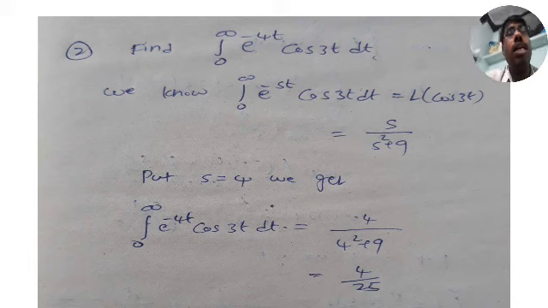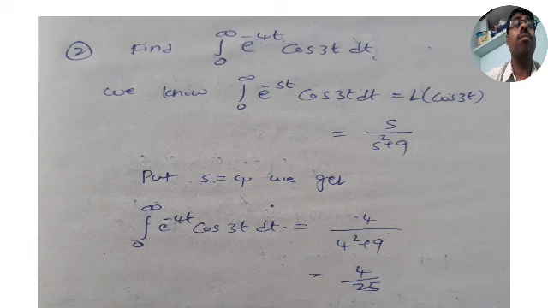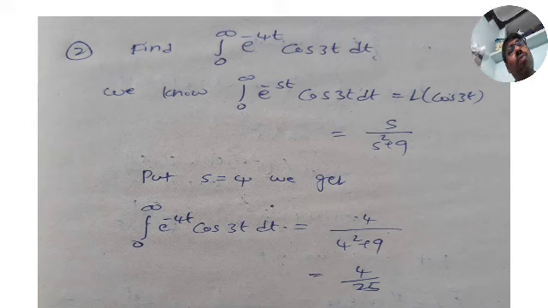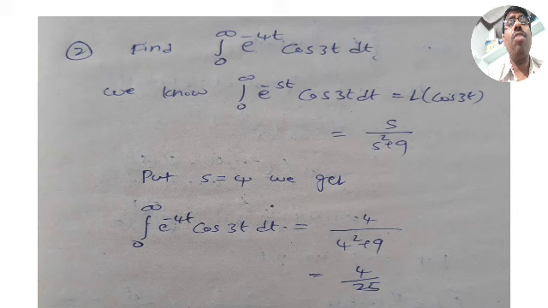Yes, this is my second problem. Find the integration 0 to infinity e power of minus 4t cos 3t dt. Very first problem, and now the second problem. You see the integral. Which integral do we need to find? The integration 0 to infinity. Limits must match, otherwise we cannot. So the limit should be 0 to infinity. What is the integrand? You see e power of minus 4t into cos 3t.